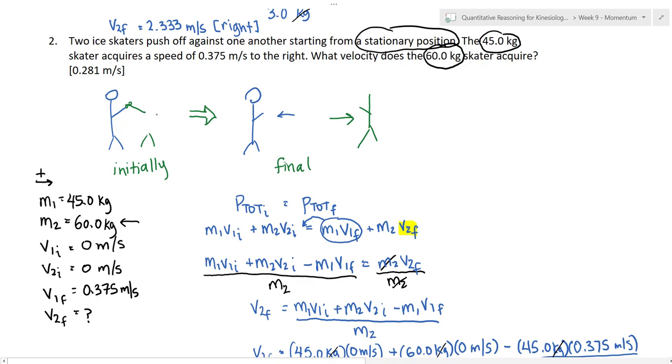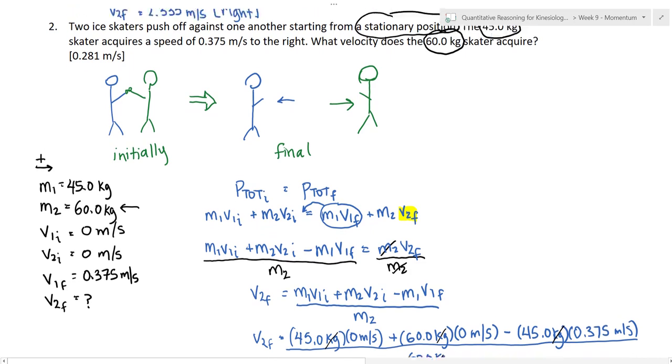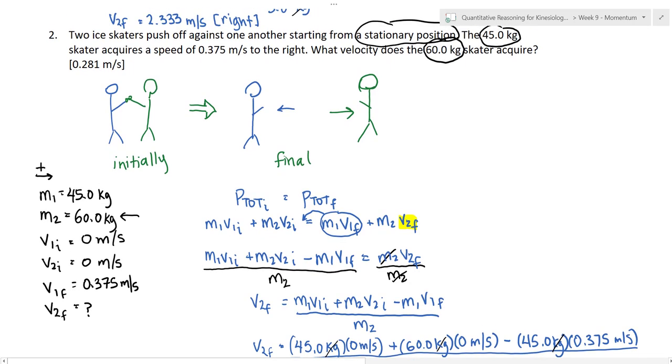I'll do the same thing for the second person. Okay, so let's decide again which person is object 1 and which one is object 2. It tells us that v1 final is positive, so v1 final is moving to the right. So object 1 ends up moving to the right. Of these two people, the blue and the green, which one ends up moving to the right? That's the green. So green is object 1, whereas blue is object 2.